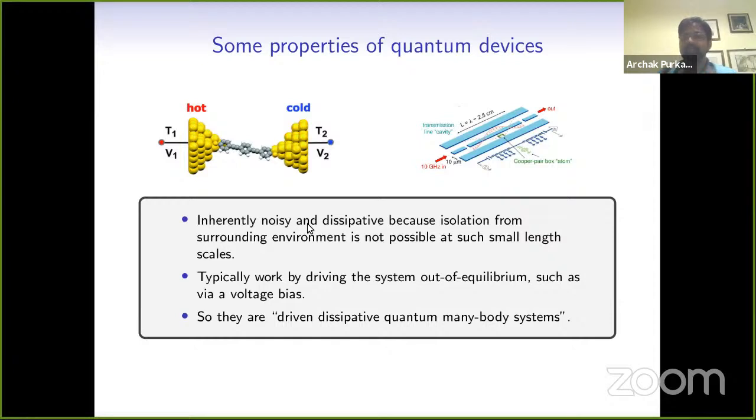So what are some common properties of these quantum devices? First of all, they are very small, and as a consequence of being small, they cannot be completely isolated from the surroundings. So inherently they become noisy and dissipative. The next thing is that their working principle is typically by driving them out of equilibrium. Here you put some voltage bias and look at some currents. Here you put a drive and look at what is coming out. So they fall under the big name of driven dissipative quantum many-body systems. Now, to understand quantum devices, we need some theories or numerical techniques for this kind of thing.